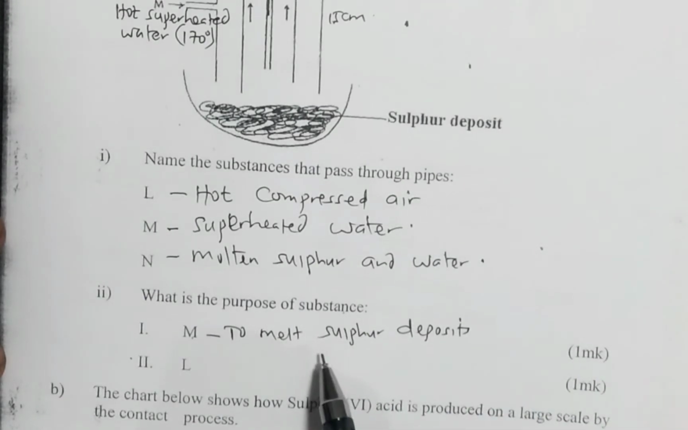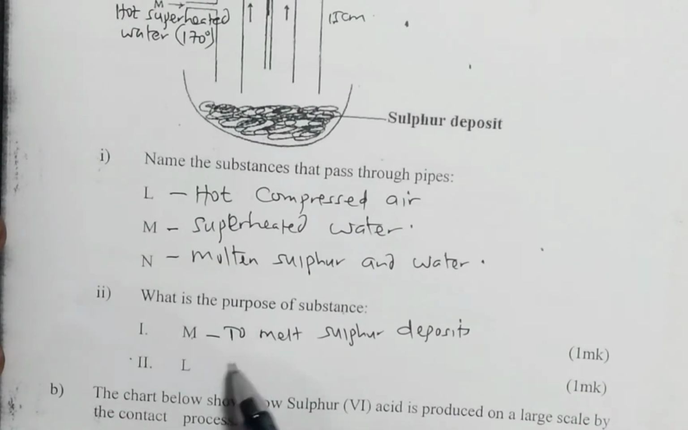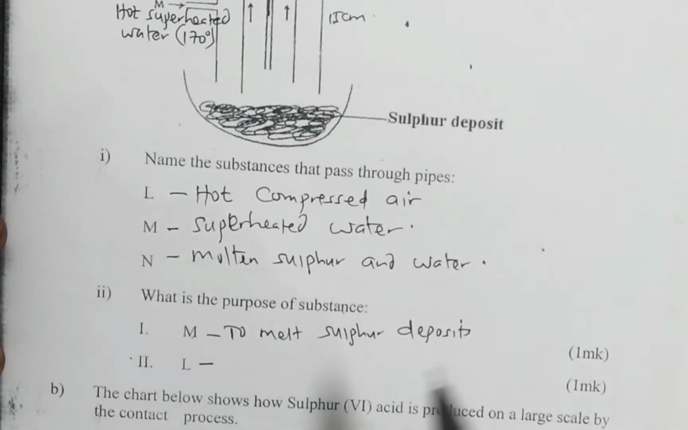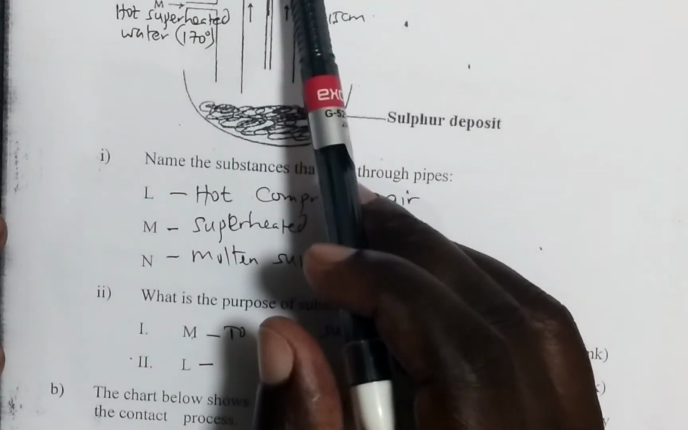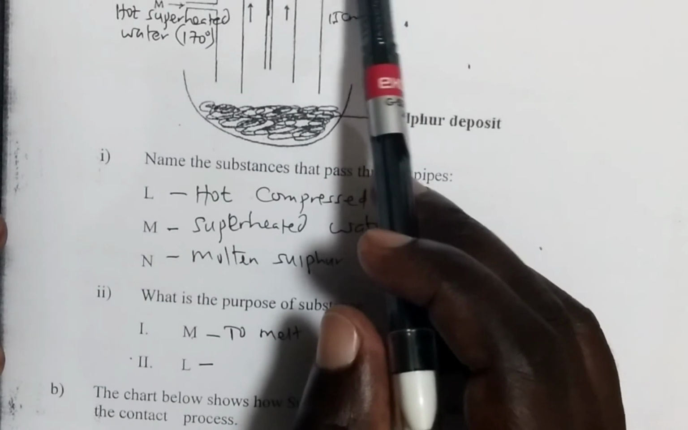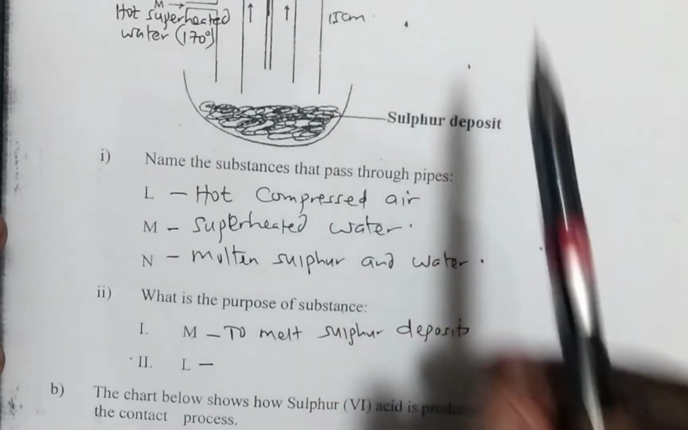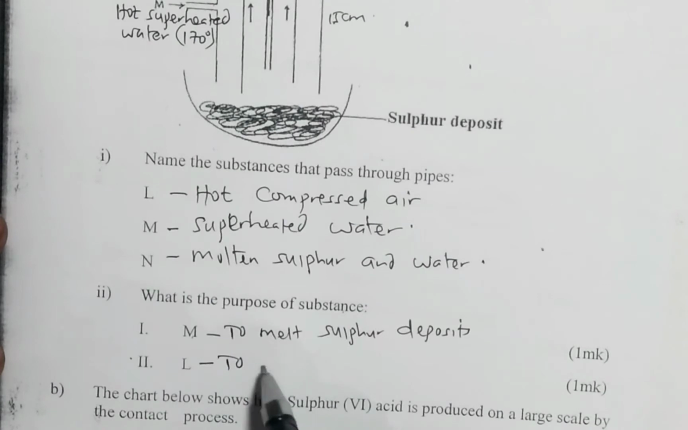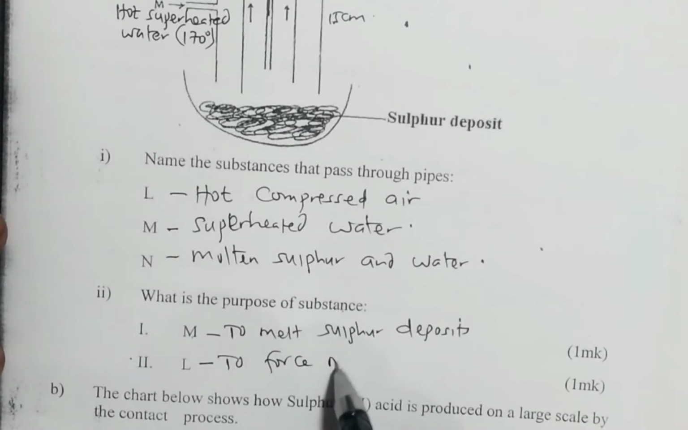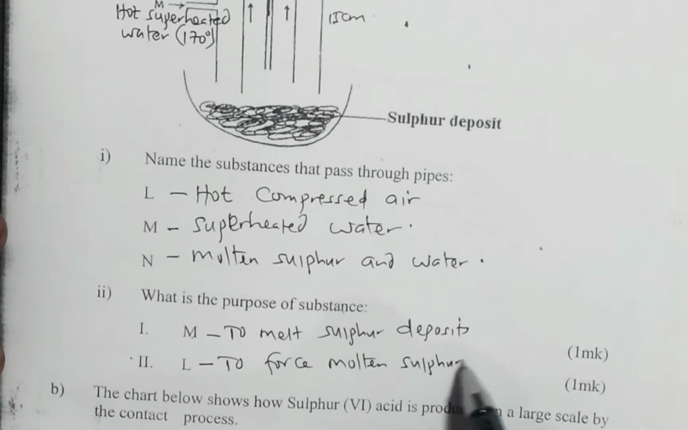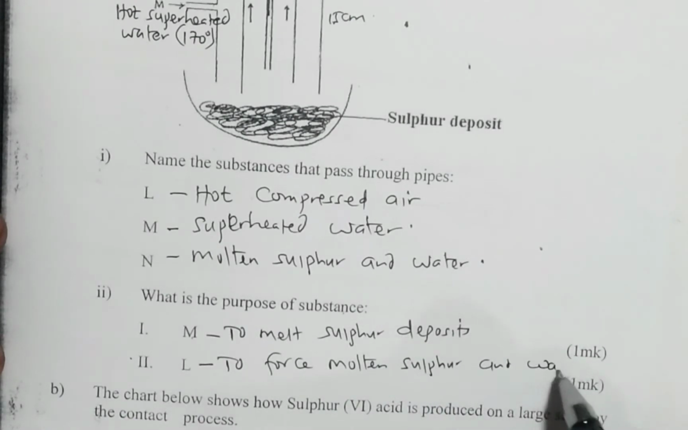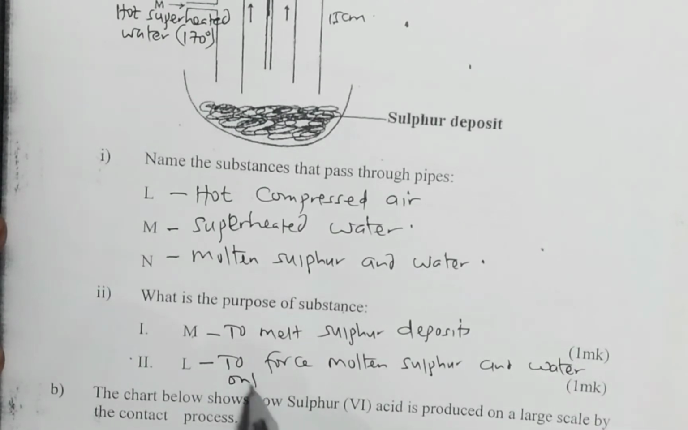Remember, the melting point of sulfur is very low at 113 degrees Celsius. We have substance L being introduced through the innermost pipe, and substance L is hot compressed air, and its work is to force molten sulfur and water onto the surface.